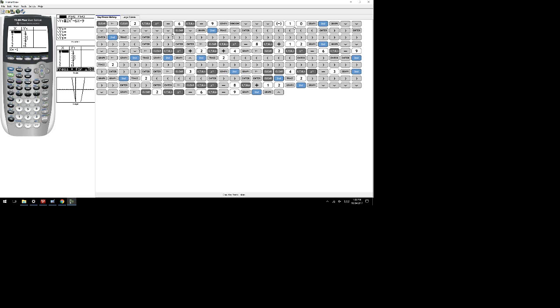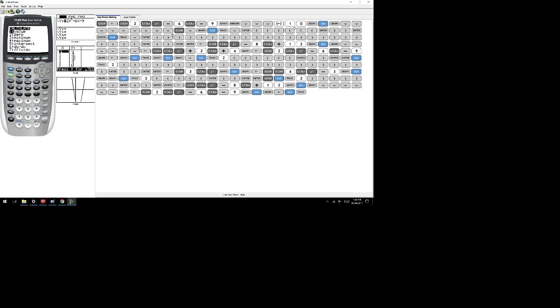Alright, so when we looked at our graph, it looked like the x-intercepts were at negative 1 and 4, right? But they're not when we go to our table. So now we have to learn a new way. And we go to second calculate, second trace. We've done this before, right?